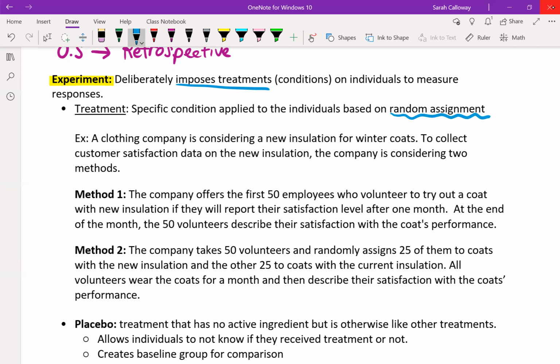To collect customer satisfaction data on the new insulation, the company is considering two methods. The company offers the first 50 employees who volunteer to try out a coat with the new insulation. They will report their satisfaction level after 1 month. At the end of the month, the 50 volunteers describe their satisfaction.